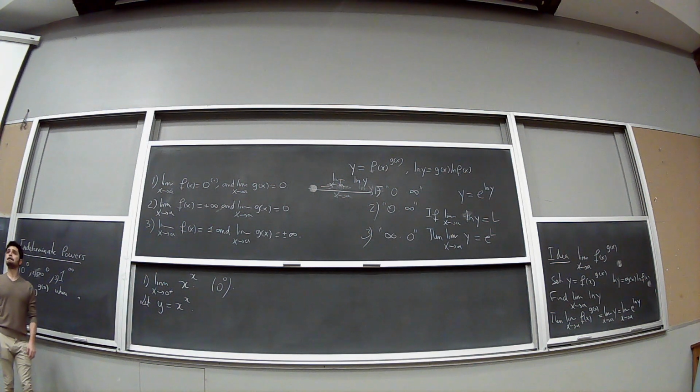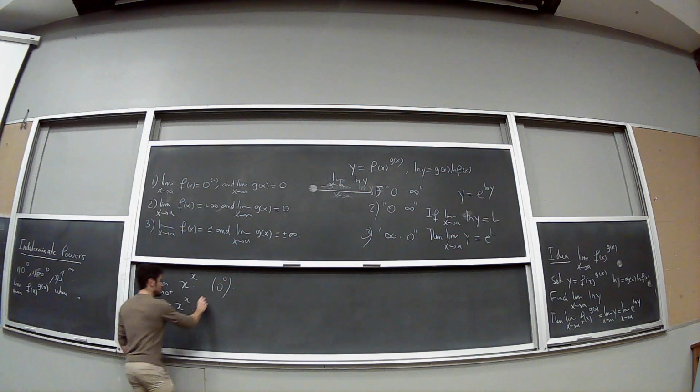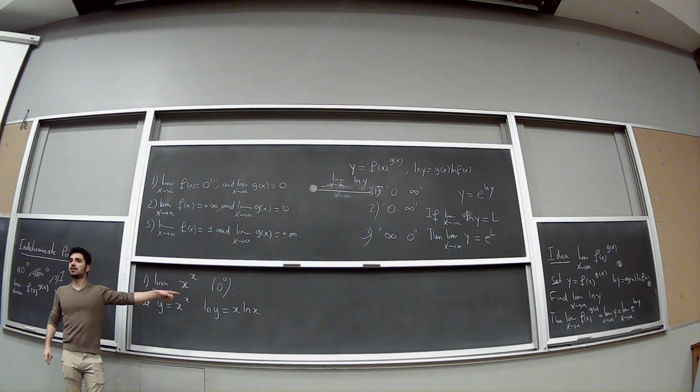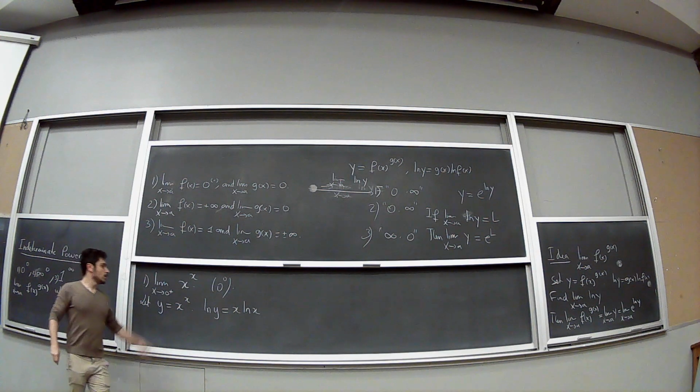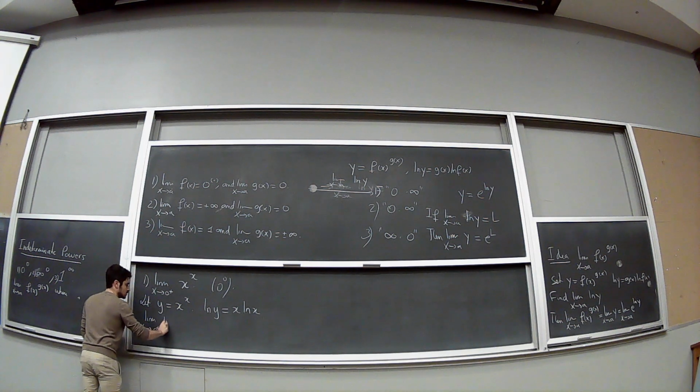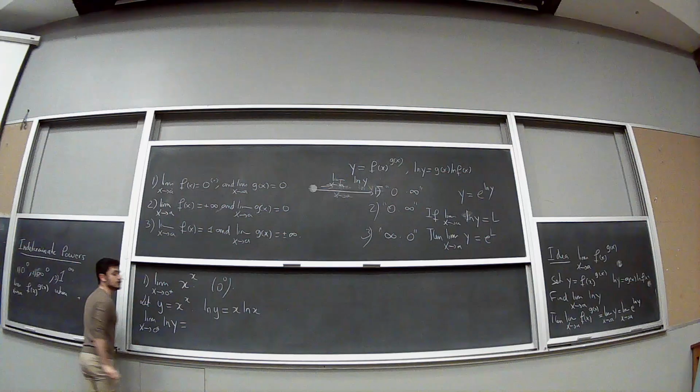Okay? What's the next step? What do I take? Ln y. Ln y is equal to what? Is x ln x. We agree with this or not? Should I write the step or that's fine? That's fine? Yeah. Okay, what do I need to find? I need to find the limit as x goes to 0 plus of ln y.